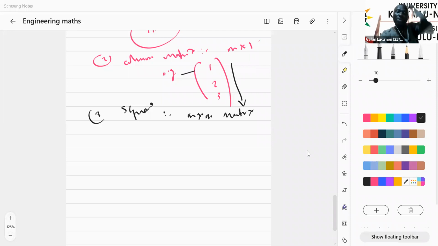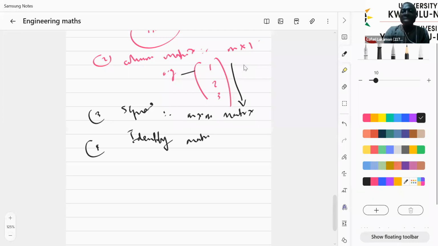So, if that is clear, we know what square matrix means. Likewise, we also have an identity matrix. Don't forget, I said a square matrix is an n by n matrix. That is when you have the number of rows equal to the number of columns. So that is a square matrix.